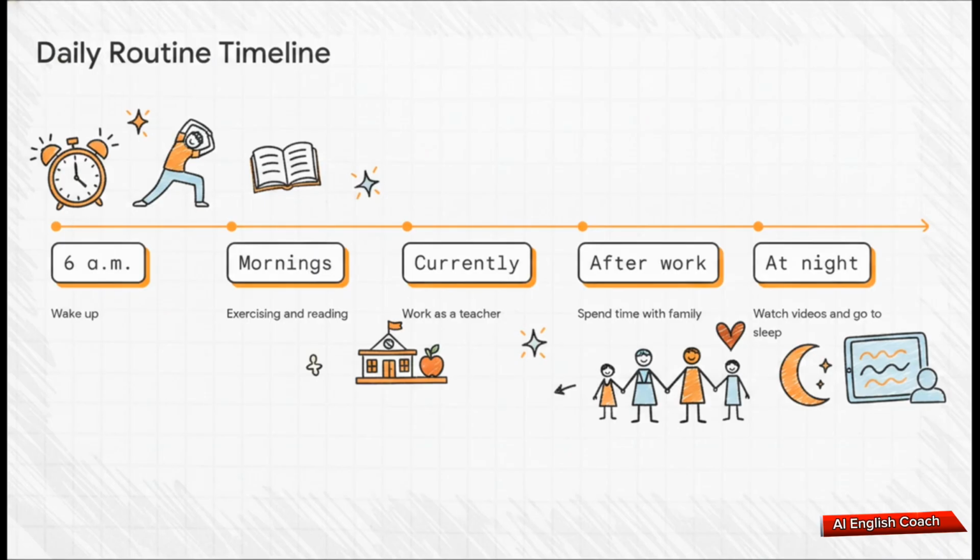Now for the ultimate test. It is time to tie all four of those building blocks together into one fluid, start-to-finish master story. Let's follow a chronological timeline and narrate this complete day in the life of a teacher. I want you to listen to how these individual, separate sentences link together into a totally cohesive narrative. Here we go. I usually wake up at 6 a.m. I spend my mornings exercising and reading. I currently work as a teacher. After work, I spend time with my family. At night, I watch videos and then go to sleep.